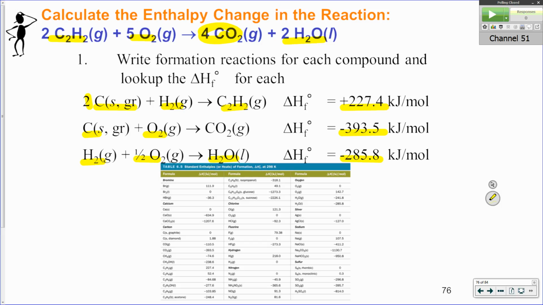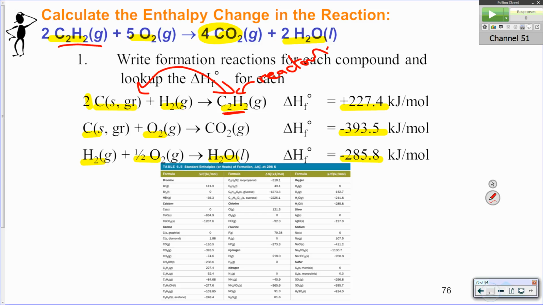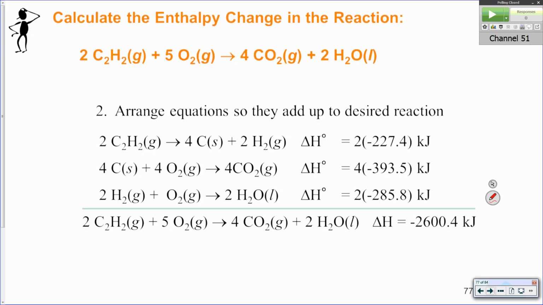So I could try to figure out how to rearrange those, and I could do that. Let's see, what would I probably have to do? Well, I know the top one's going to have to be switched around because this is a reactant in my reaction here. So I'm going to have to take this top one and spin it around. That would put it on this side, but I need 2 of them as well. So I have to multiply it by 2. When I multiply this one by 2, it's 2 times that.